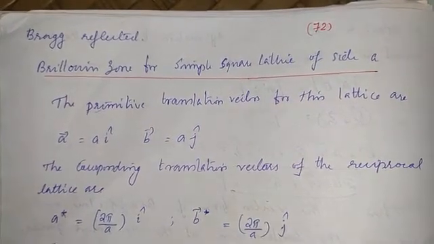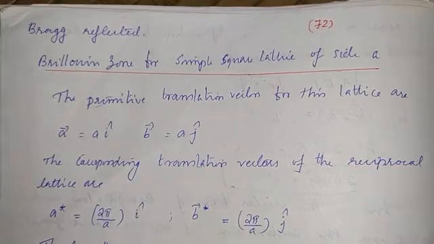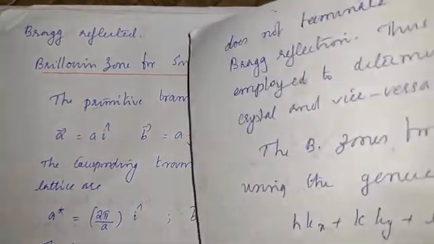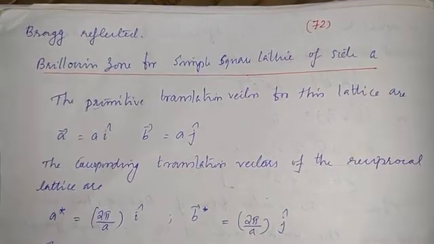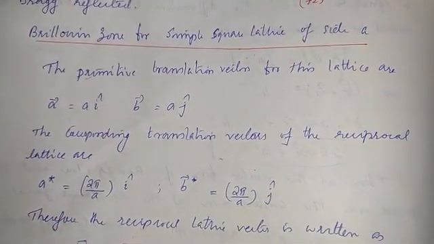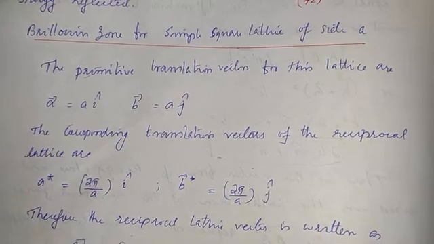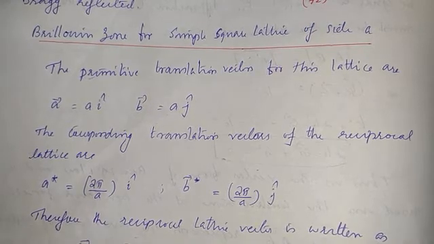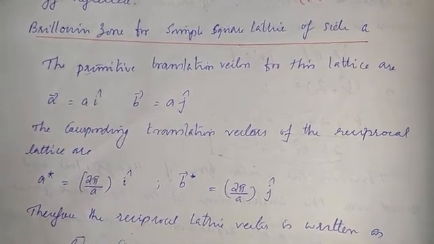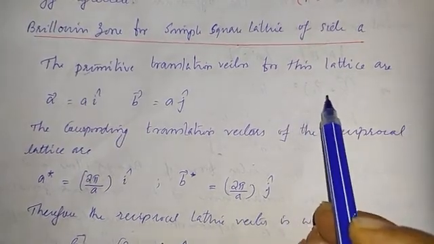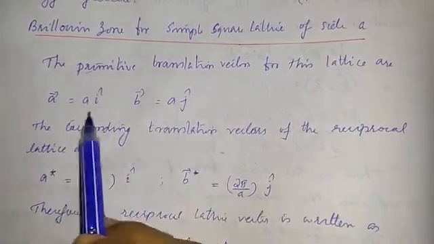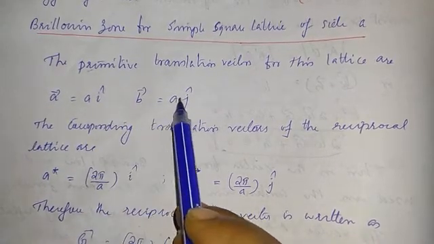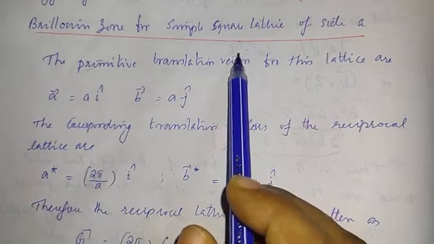Now we will construct the Brillouin zones for simple cubic structures, simple square lattice, BCC lattice and FCC lattice. First we will construct the Brillouin zone for a simple square lattice of side a. The primitive translation vectors for this lattice are a = a i cap and b = a j cap.